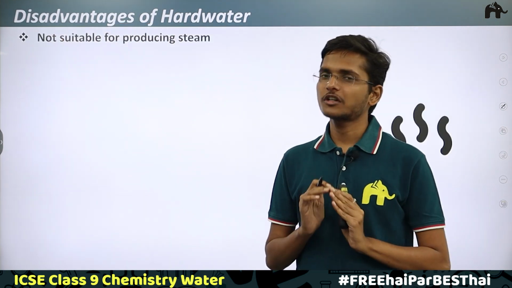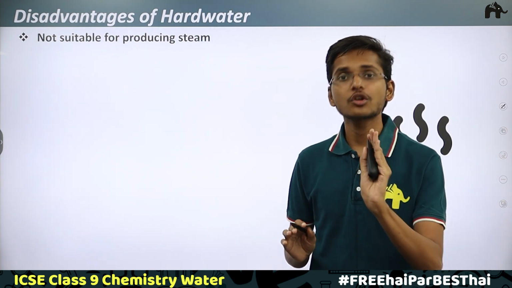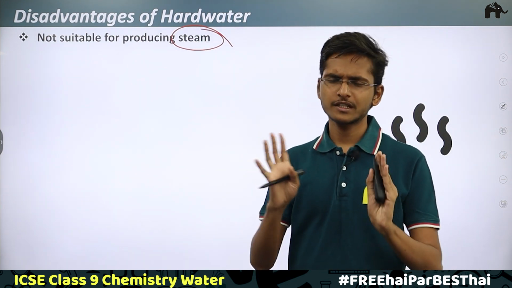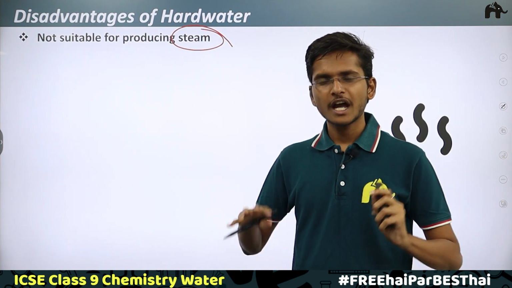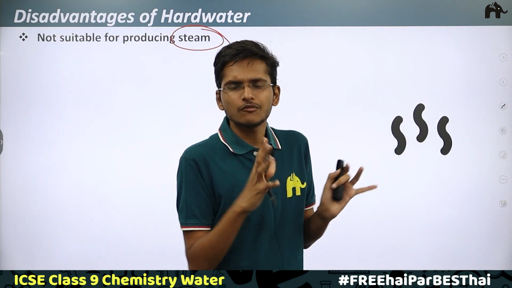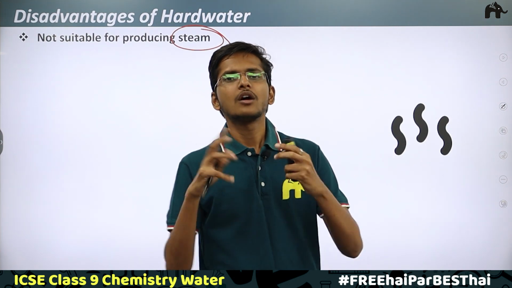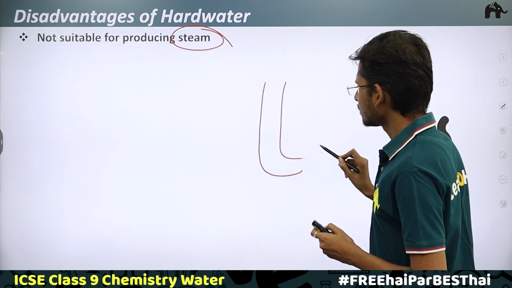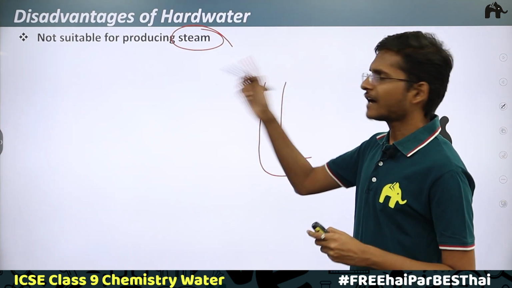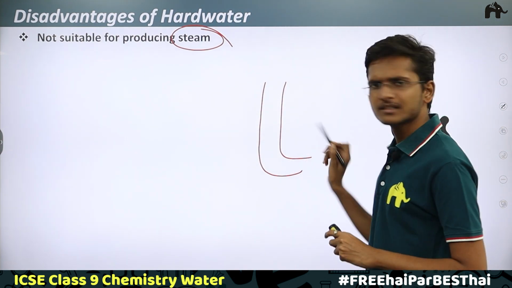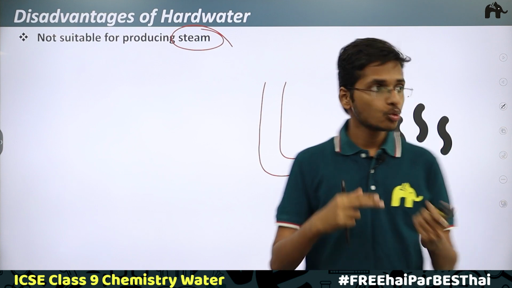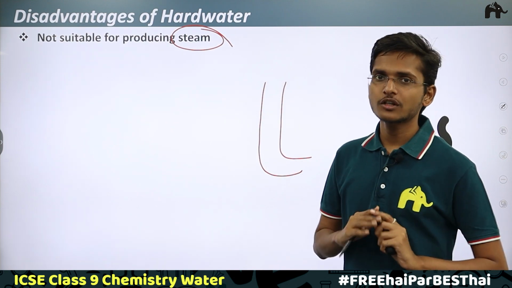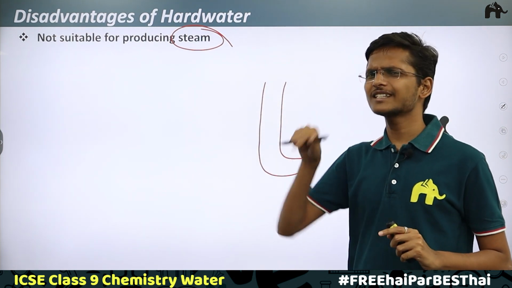Hard water cannot be used for production of steam. Why is this so? In industries where steam is produced, we have boilers, and those boilers have copper tubes through which the water is passed. Now if hard water is passed, we heat this entire thing, so water gets converted into steam, right? Yes, after heating. But the water has some dissolved salts because it is hard water, right? Those six salts it has.